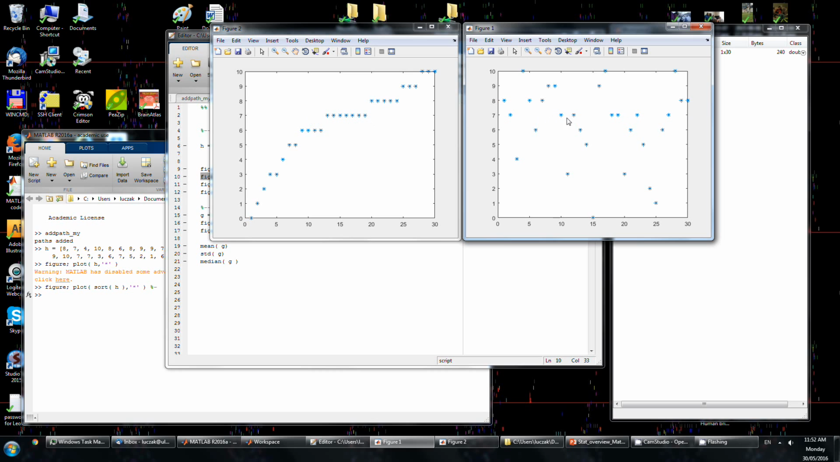Exactly the same data, just now instead of the arbitrary order by which people were interviewed, I sorted the responses, and now it's easier to see if there is any clustering in the data.